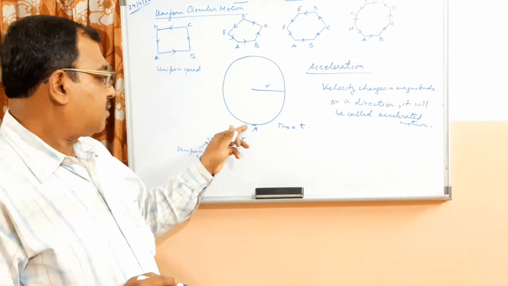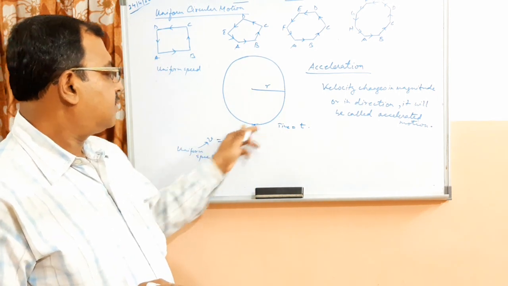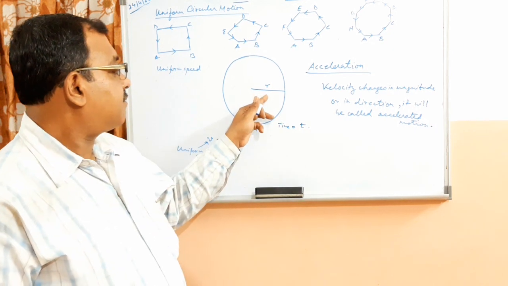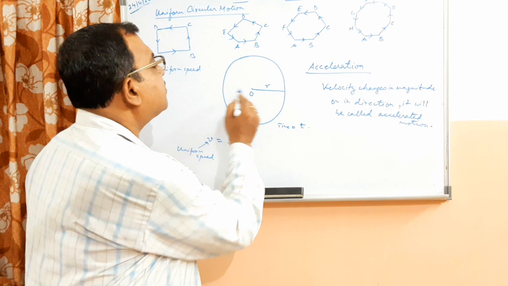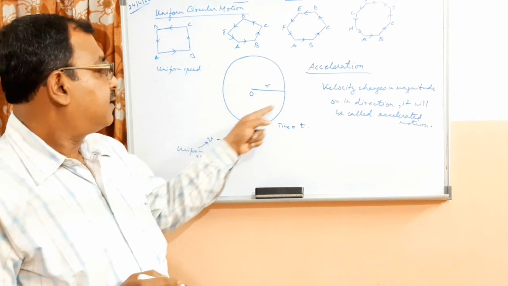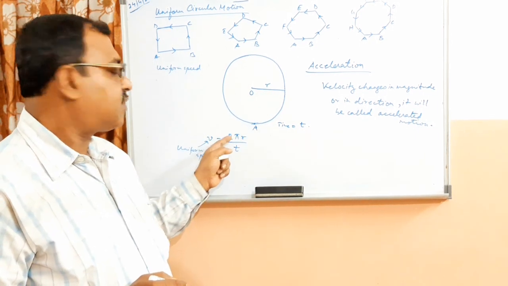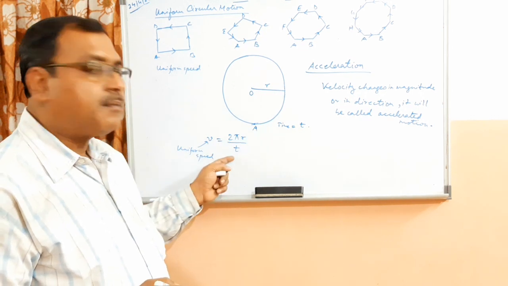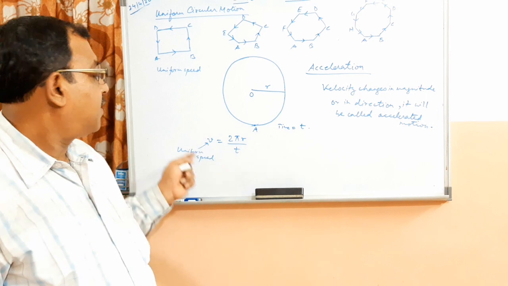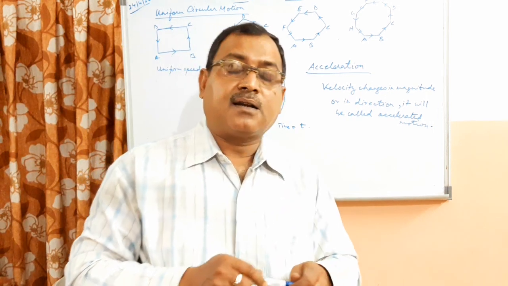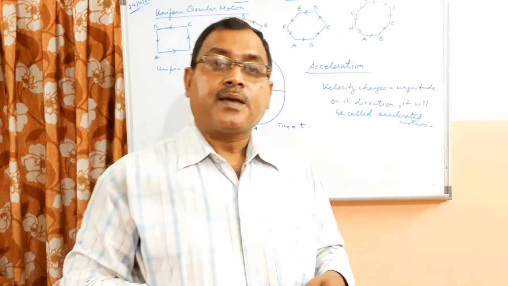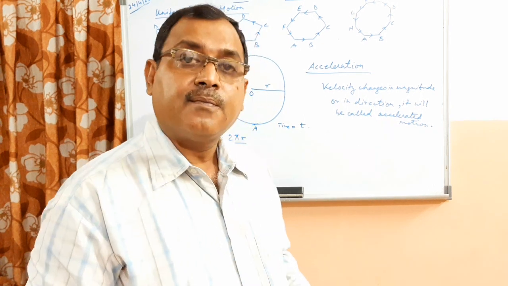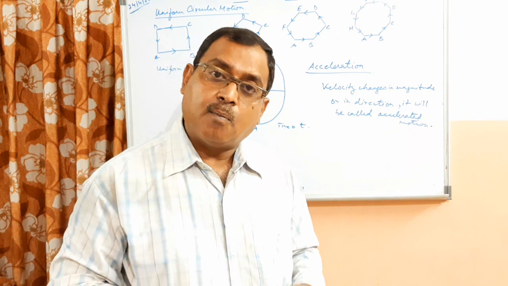This will be the formula because here the total length is same as the circumference of the circle with radius r. This is the center O. So you will say that the total distance covered is equal to circumference, that is 2 pi r, and since time taken to complete one round is t, so divide by t. So this gives the uniform speed. But a body moving in a circular path with a uniform speed is an example of accelerated motion.